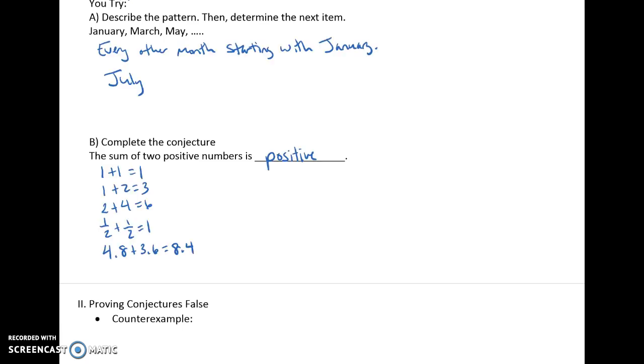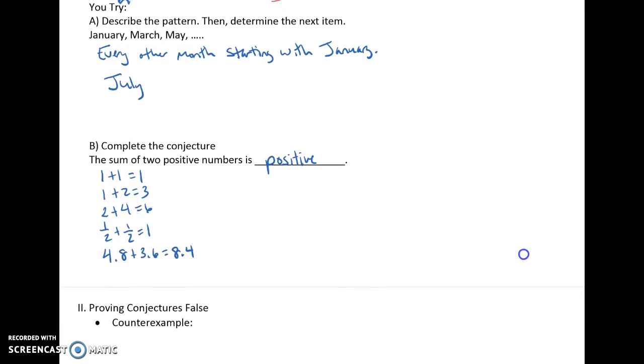Okay, so check your work. Hopefully A was pretty straightforward: every other month starting with January, so the next item is July. And then for part B, I want you to look at my scratch work. This might have been pretty straightforward when you're thinking, okay, positive plus positive is positive. And that's true, and that's the only relationship that I found based on some observations.